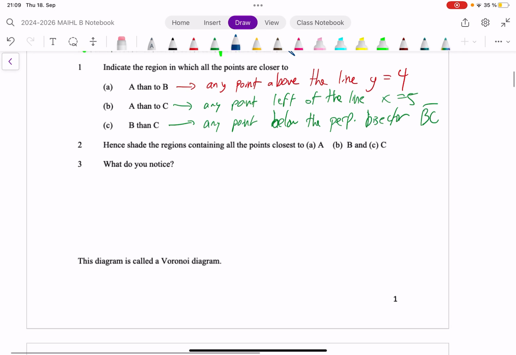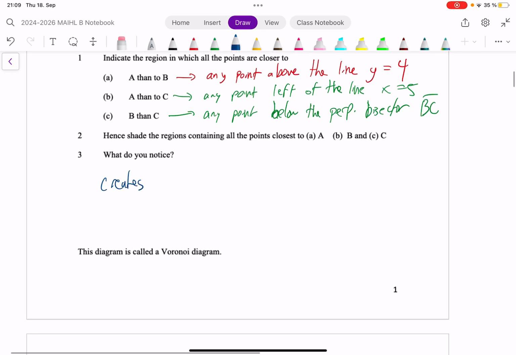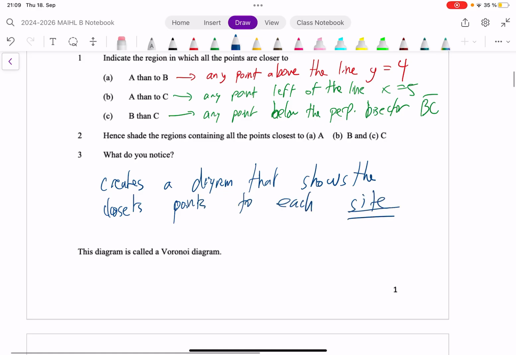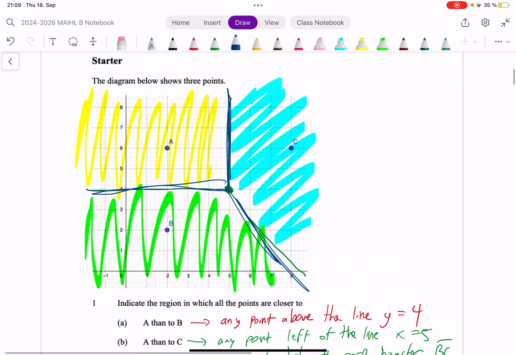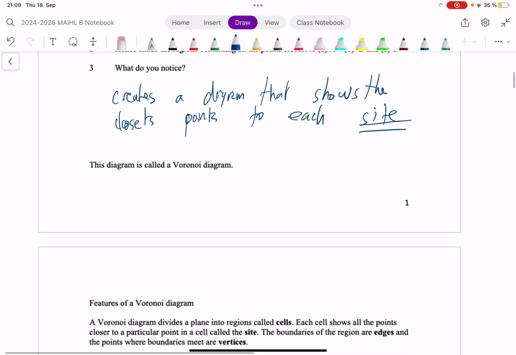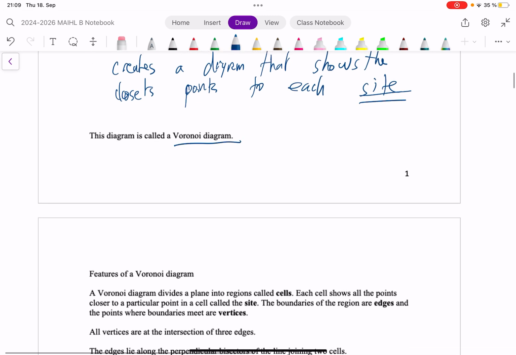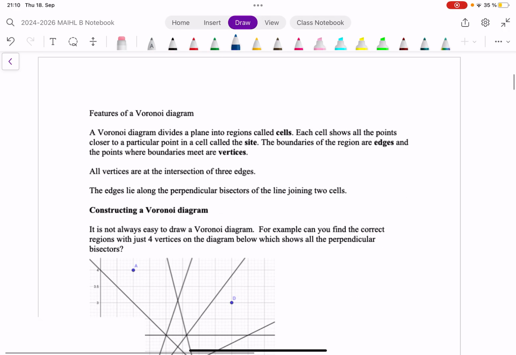It kind of says, what do you notice? Well, this creates a diagram that shows the closest points to each, and we'll learn this word eventually, site. Right? A, B, and C are called the sites, and then they make the region that they're in. The points that are in those regions are closest to each of those sites. This is an example of a Voronoi diagram. Right? A Voronoi diagram is just a diagram that has multiple sites. We'll kind of define all these words down here.